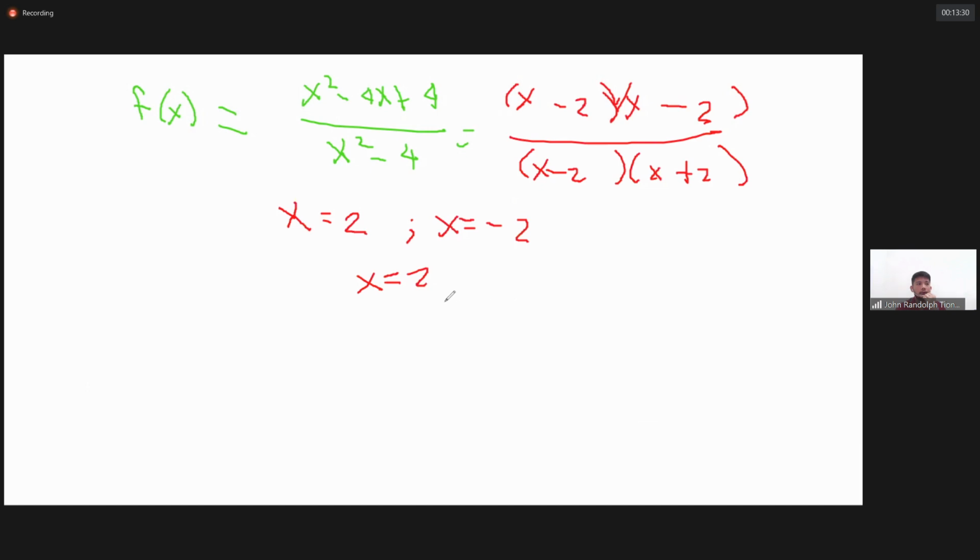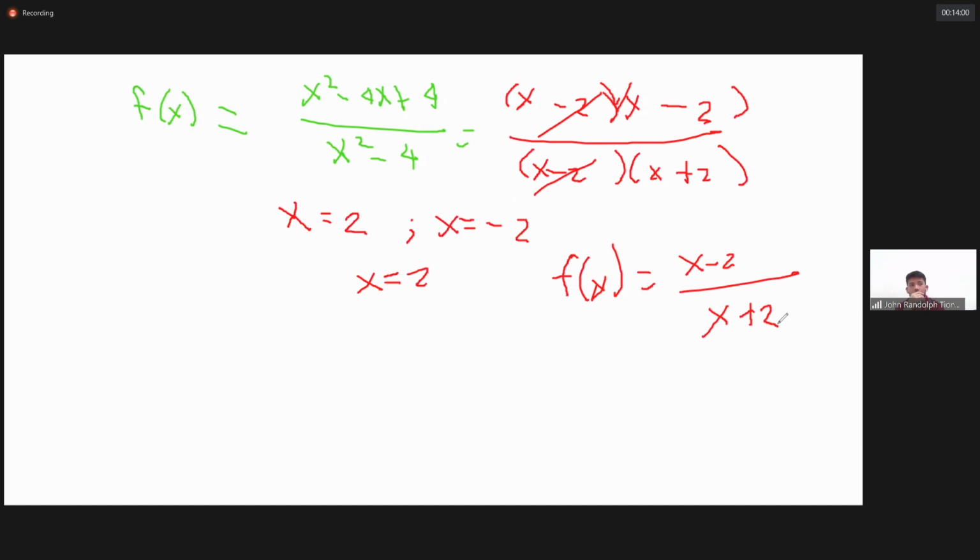Okay. Titingnan mo yung factors niya dito. Alin ba magka-cancel out natin dyan sa factors natin? Itong negative 2, negative 2. Di ba mag-cancel yan? So, ano yung maiwan sa equation natin? Magiging f of x equals x minus 2 over x plus 2. Now, from there, ano yung gagawin natin dyan?